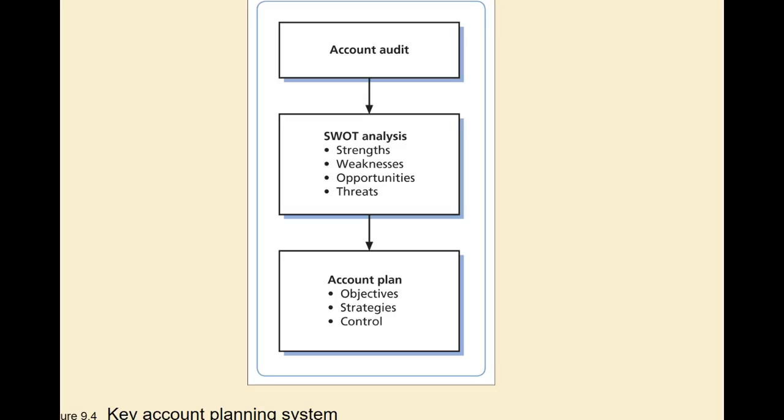For a key account planning system, always having an account audit, taking a look at a SWOT analysis, looking at the strengths and weaknesses internally of the company, looking externally at any opportunities and threats, always trying to forecast what will happen in the future. And obviously, like we talked about in one of the earlier chapters, was to have an account plan, having your objectives, your strategy plans on how you're going to achieve that objective, and then definitely having some control over the plan.